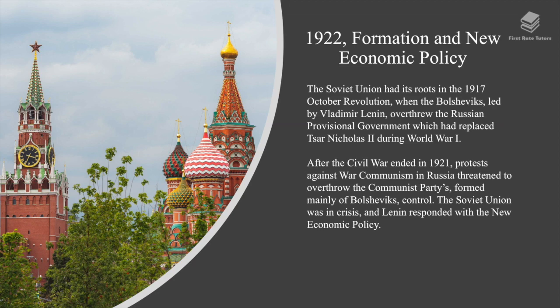After the Civil War ended in 1921, protests against war communism in Russia threatened to overthrow the communist party, formed mainly of Bolsheviks, and their control. The Soviet Union was in crisis, and Lenin responded with the New Economic Policy.